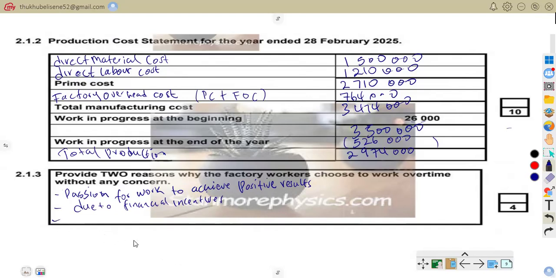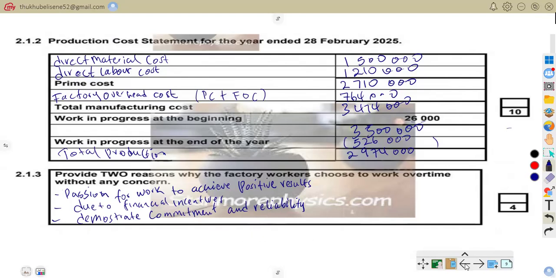Also, it can be to demonstrate commitment as well as reliability to employers to meet business targets. Those can be the reasons for that.